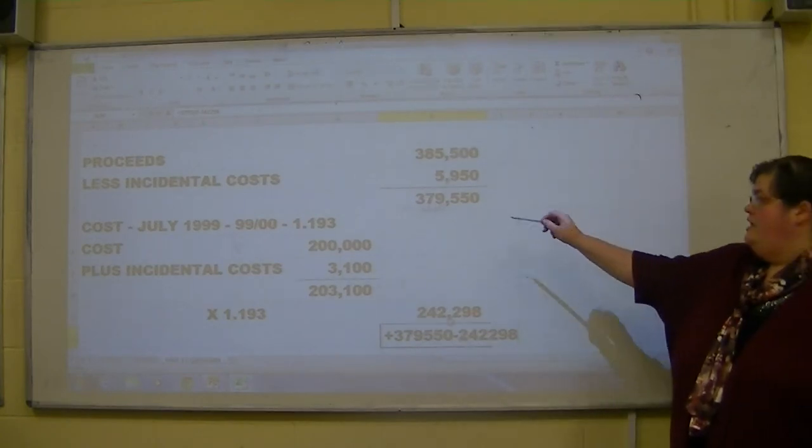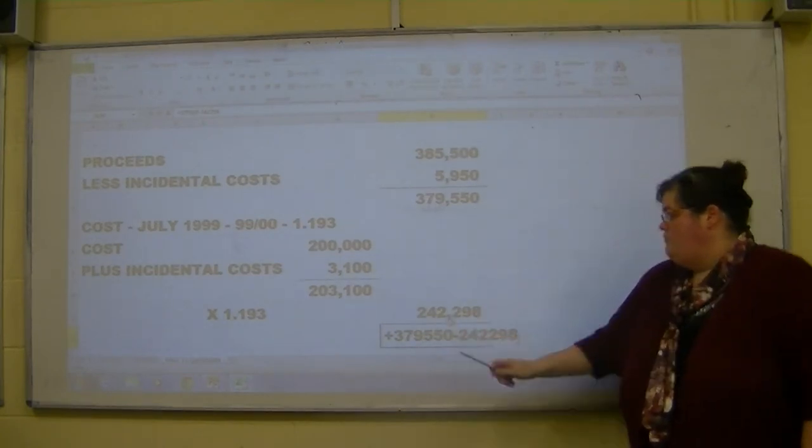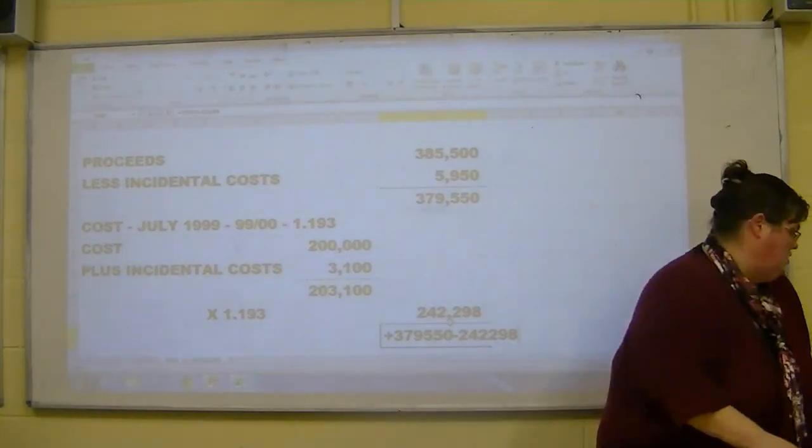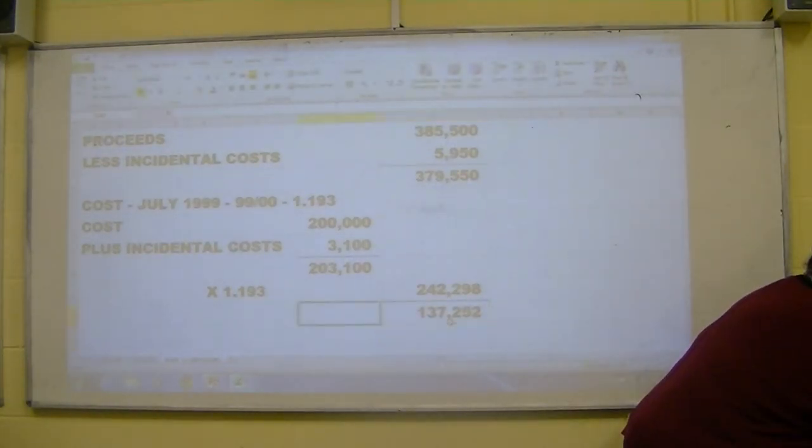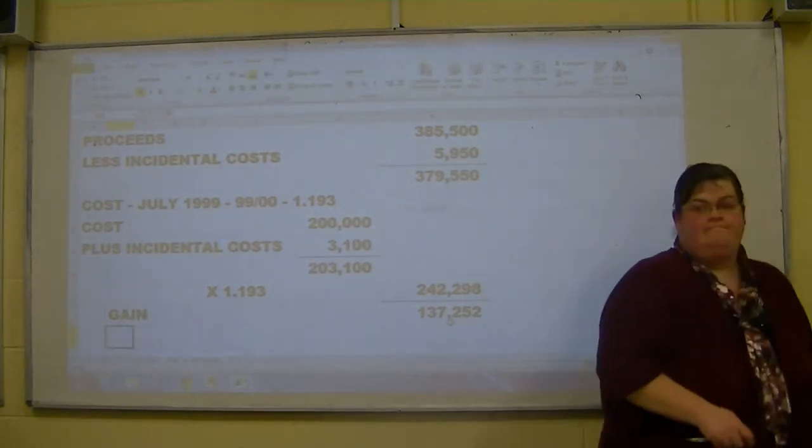Like our 379,550 less our 242,298, which gives us a gain of 137,252.